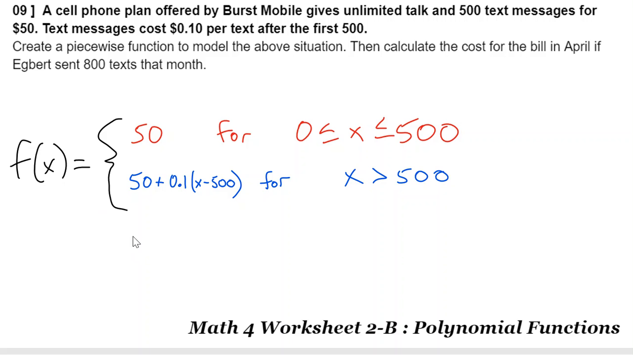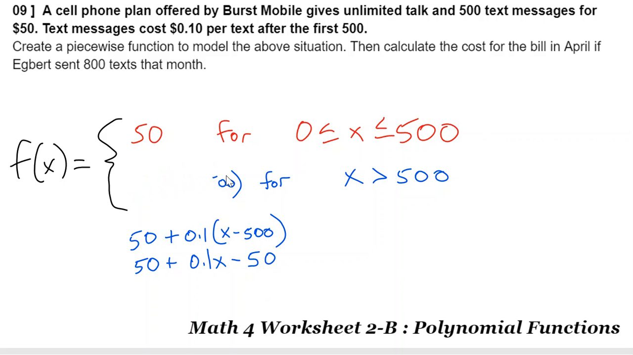Now, I'm used to doing this down below and simplifying it. 0.1x. 0.1 times negative 500 is negative 50. Oh, looky, looky. Those 50s cancel out. That just made our problem look a lot easier. Yeah, the 50s cancel, and all I'm left with is 0.1x.